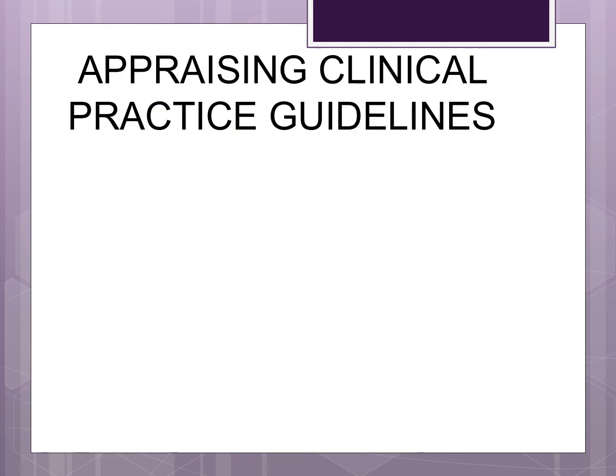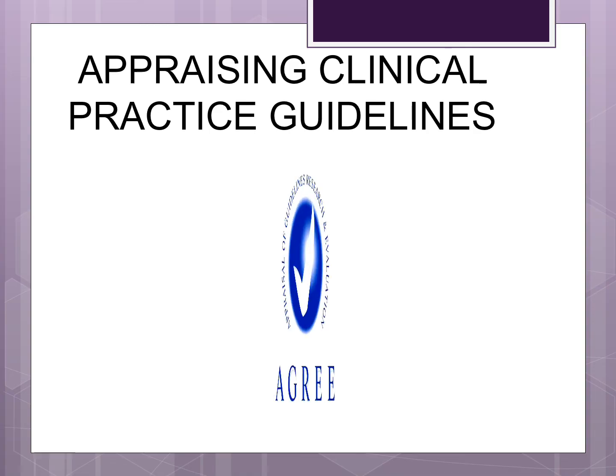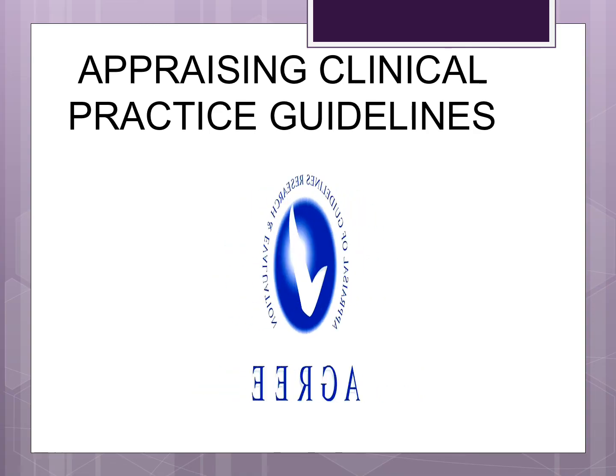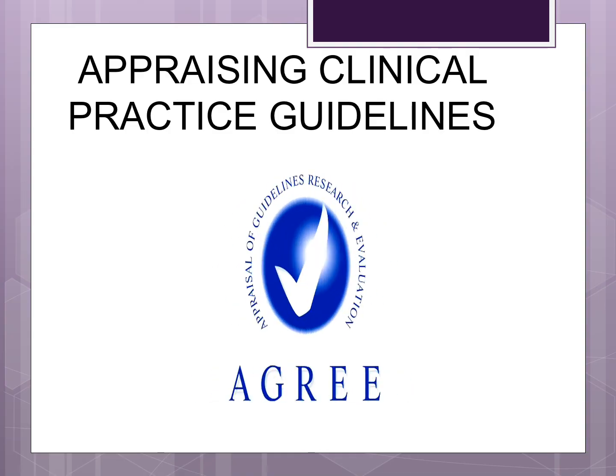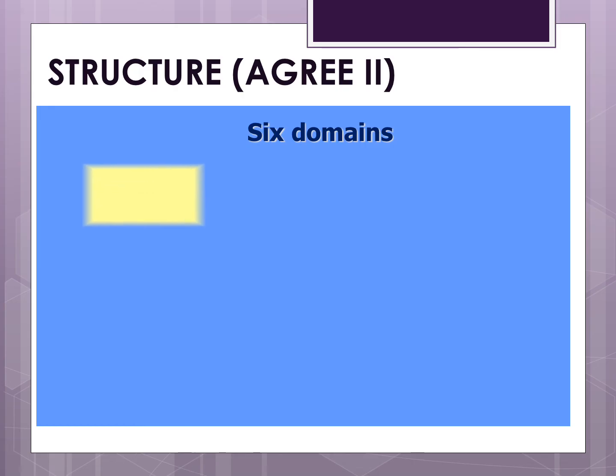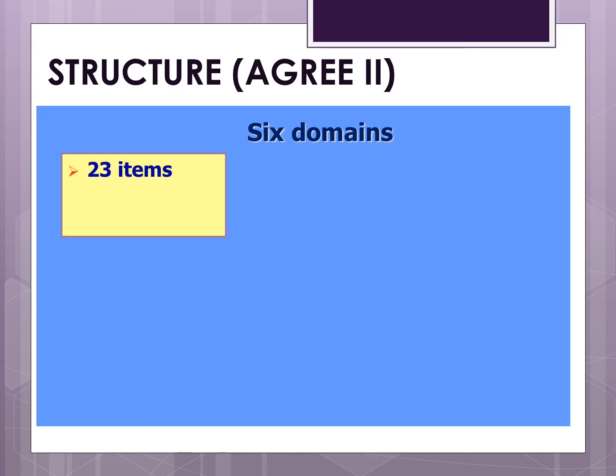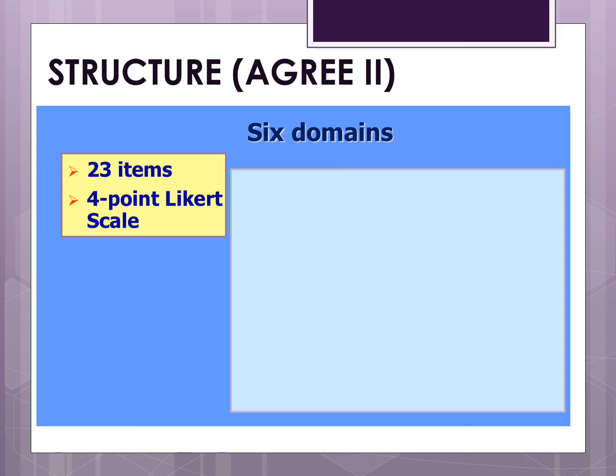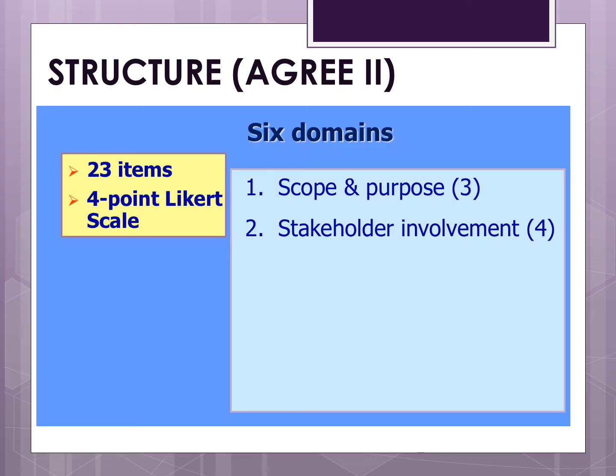There are, as I said, many other ways to appraise practice guidelines, and one of them is the AGREE tool, for example, which has 6 different domains comprising 23 items, and there's a Likert scale. These 6 domains include the scope and the purpose, stakeholder involvement, and there are many questions on rigor of development. How well made is the practice guideline?